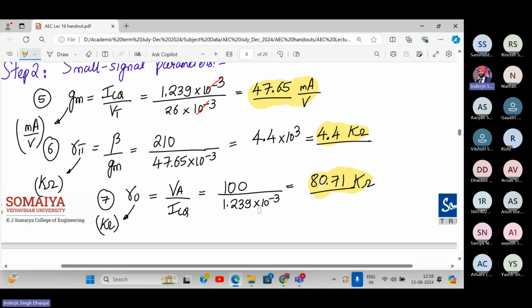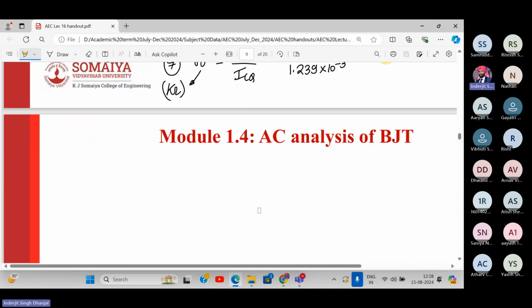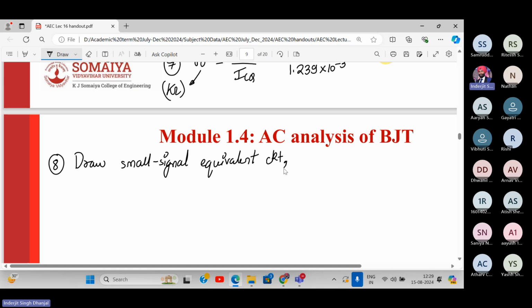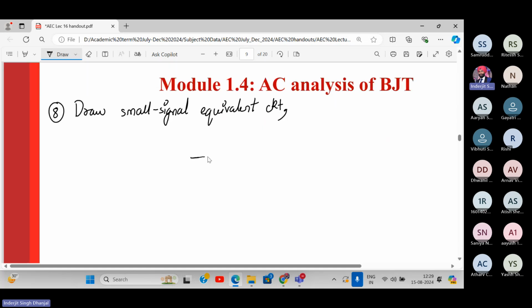What is the next step? Draw the hybrid small signal equivalent circuit, including the hybrid pi model of the BJT. So draw it, please. So what do we have?